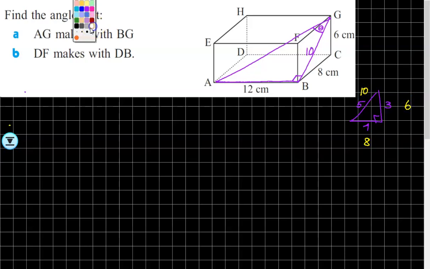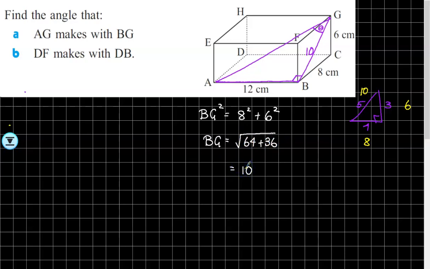Clearly, if those were not nice numbers, if they were different, then let's call it BG. Would we agree that BG squared equals 8 squared plus 6 squared? And therefore, to get rid of the squared, we have to root it. So square root of 64 plus 36, last time I checked, that's square root of 100, and the square root of 100 is 10.